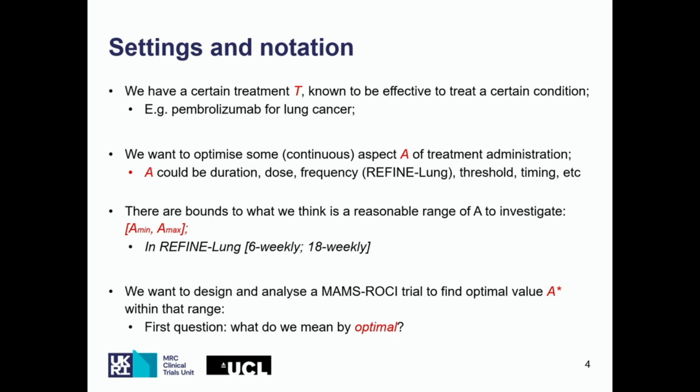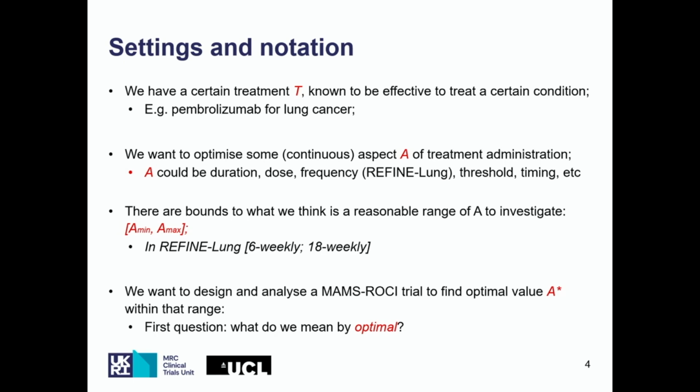The first thing that we have to choose is what is the range of A that we want to investigate. So basically, if what we are talking about is duration, what is the minimum and the maximum duration that we would be happy to randomize patients to, because we believe that there is some sort of equipoise within this range. So in refined lung, for example, we are investigating frequencies, and it was decided that the frequencies that we were happy to randomize patients to were within 6 weekly to 18 weekly treatment.